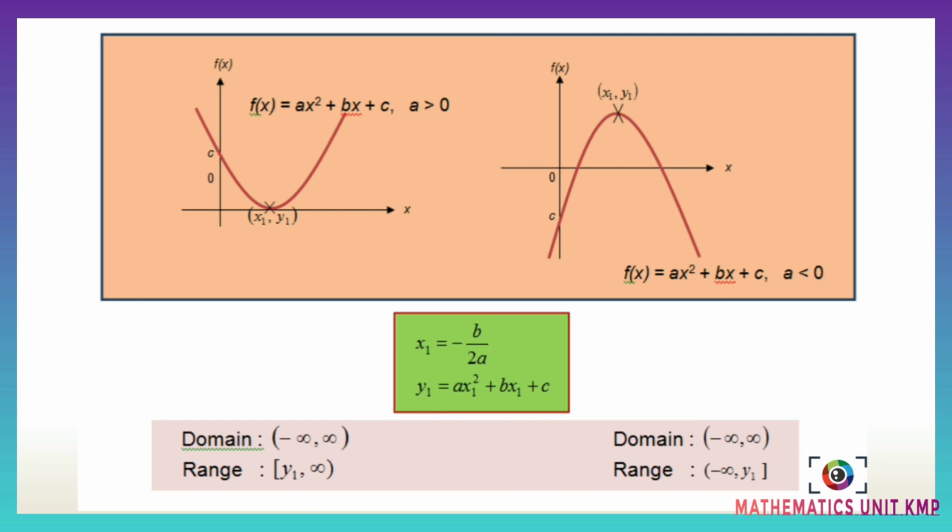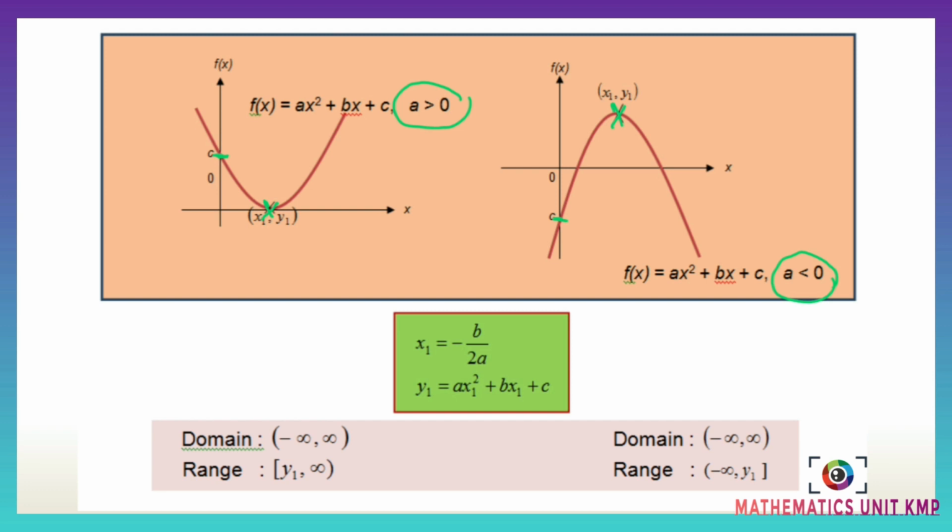Next, if f(x) equals ax squared plus bx plus c and a is greater than 0, the graph is concave up and the minimum point is at (x1, y1) with y-intercept at c. And for the second graph, if f(x) equals ax squared plus bx plus c and a is less than 0, the graph is concave down and the maximum point is at (x1, y1) with y-intercept at c.